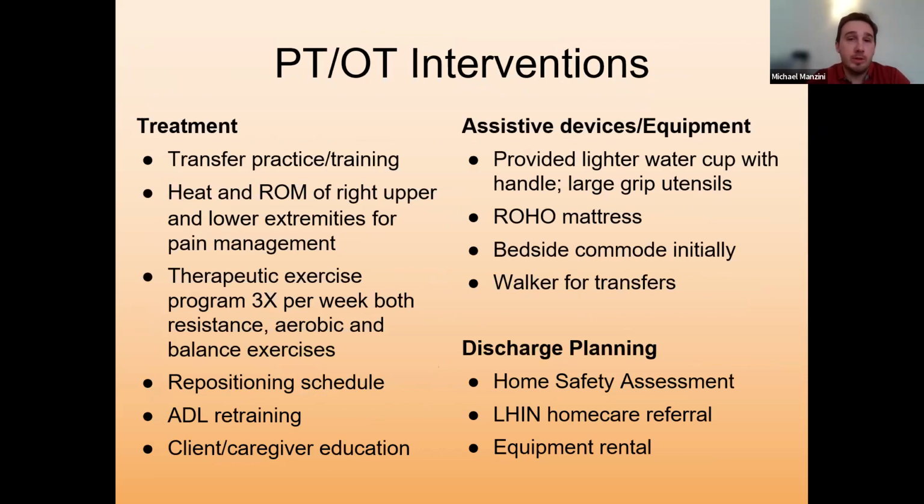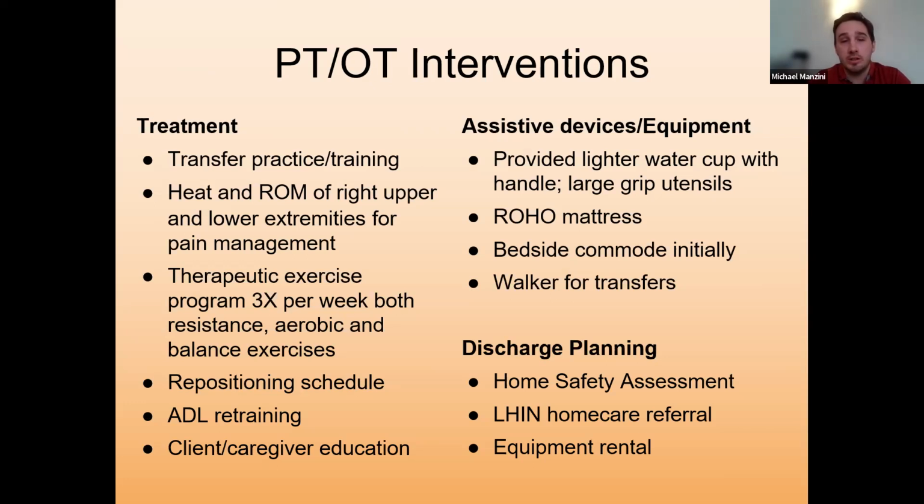So, a variety of treatments we would introduce in this case. Number one are transfer practice and training. We offer therapeutic exercise, which involves that 3 times per week, also including aerobic and balance exercises. We offered heat and range of motion for his upper extremities, his right shoulder and hand.